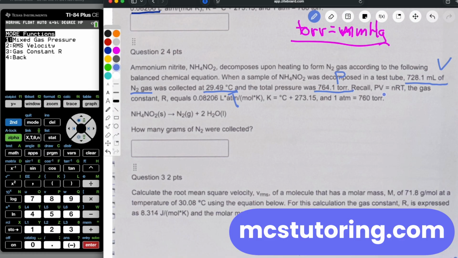Recall PV equals nRT, so we're probably going to be using that ideal gas law. The gas constant R, okay, we got the R here. So we got P, V, R, and T.